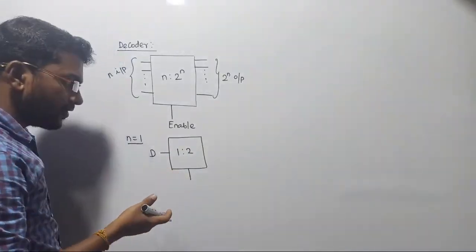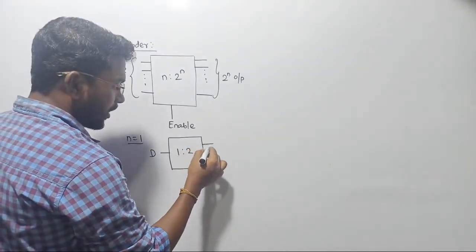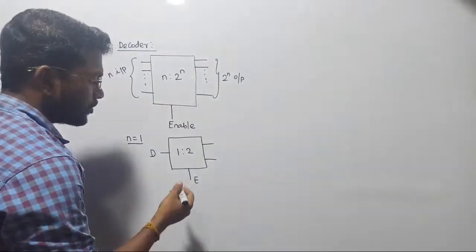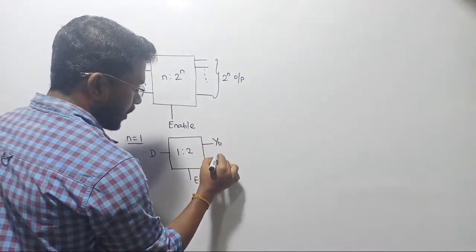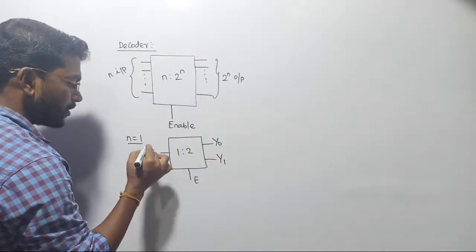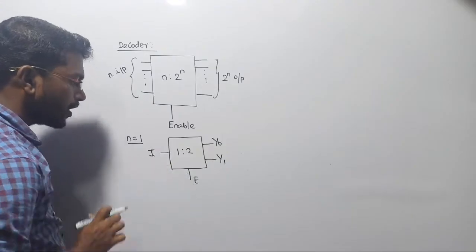Enable pin, we will see what we are going to do with the enable pin. And in the output side we need 2 data lines, no? Yes, we are going to consider 2 data lines. So let me consider y0 and let me consider y1. For example, let us consider this is the input line I.